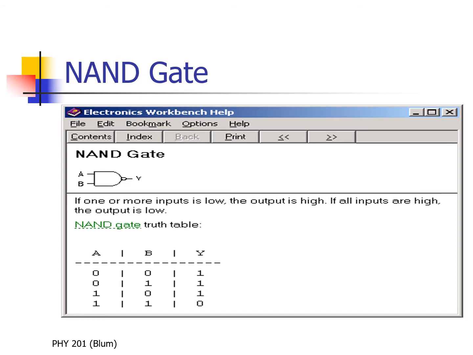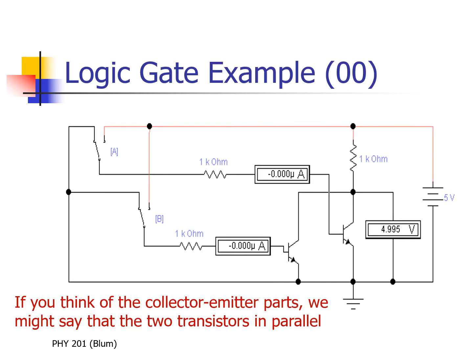The NAND gate is an AND gate followed by a NOT, or the inverse of an AND gate. So it has two binary inputs, A and B, and it produces a 0 only when the inputs A and B are 1s. So let's look at the following circuit.